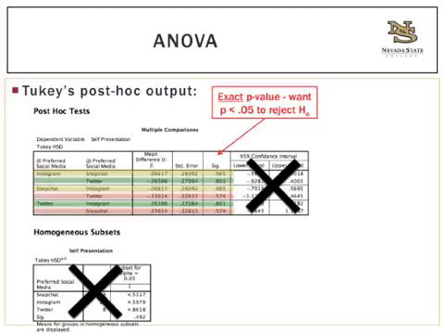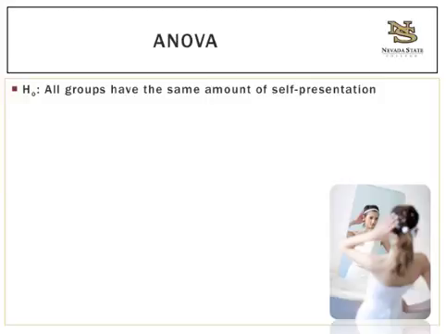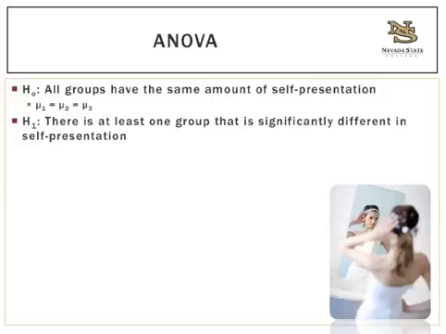So let's put this all together again in our hypothesis test. As always, our null hypothesis for an ANOVA is that all groups have the same amount of self-presentation. In other words, there's no differences. As you all know, we can write this in statistical notation. So mu1 equals mu2 equals mu3 because we have three groups. Our alternative is that there is at least one group that is significantly different in self-presentation. We can't write this in statistical notation. We have to write this out as a sentence.